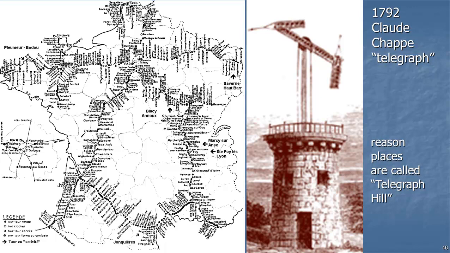By the way, if you encounter a place called Telegraph Hill, as in San Francisco, the reason that it's called Telegraph Hill is that's where they would have put the tower for a visual telegraph system. But again, this happened after Marriage of Figaro, so we can't fault the plot for that.